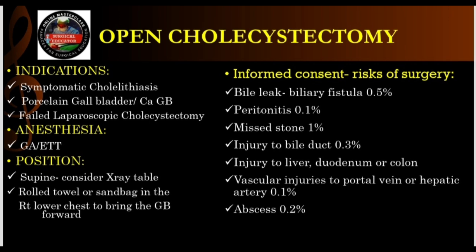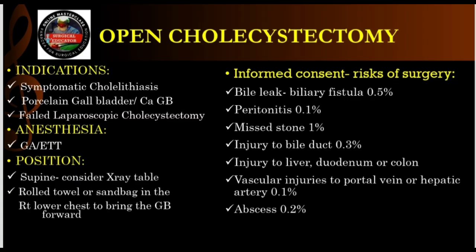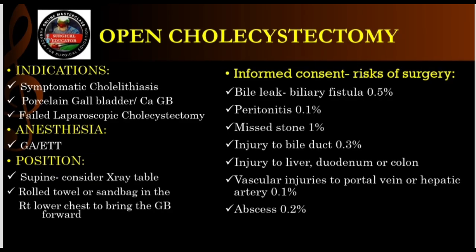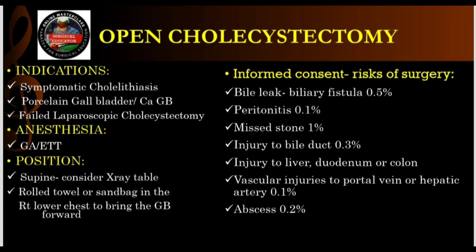Crucial step. The numbers are staggeringly low, but also incredibly specific. Let me read them. Bile leak or biliary fistula at 0.5%. Peritonitis at 0.1%. Missed stone at 1%. Injury to the bile duct at 0.3%. Vascular injuries to the portal vein or hepatic artery at 0.1%. Abscess at 0.2%. Yeah. And then general injury to the liver, duodenum, or colon.